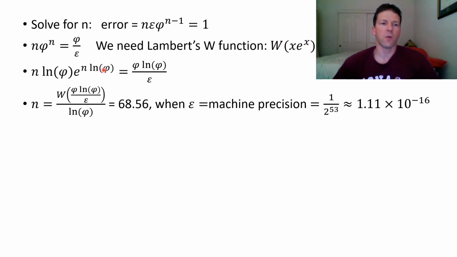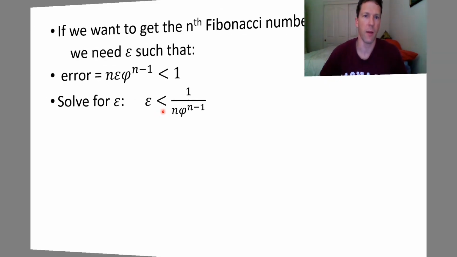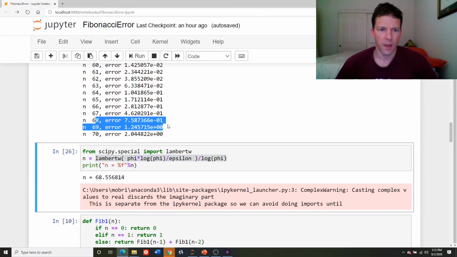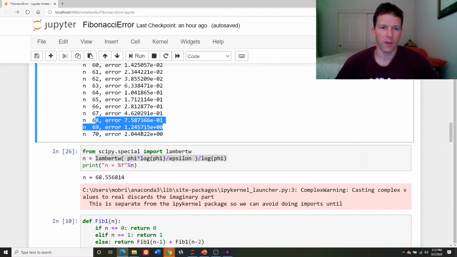So if we want to solve this equation, we can just go through this manipulation, and it says when n is about 68 and a half, that's when this error equals 1, which agrees with what we saw when we tabulated it. And so yeah, from scipy.special functions, import Lambert's W function. We just plug this thing in here and we get 68 and a half, which is consistent with what we saw here. Yeah, in between 68 and 70, the error is 1.